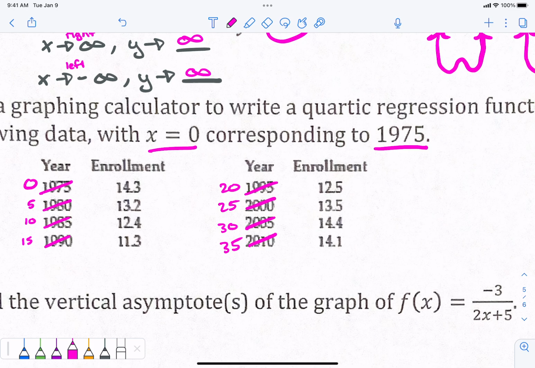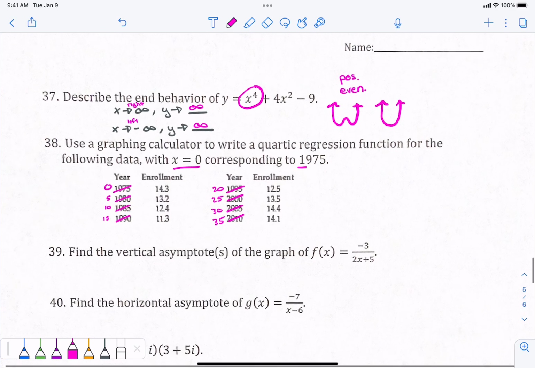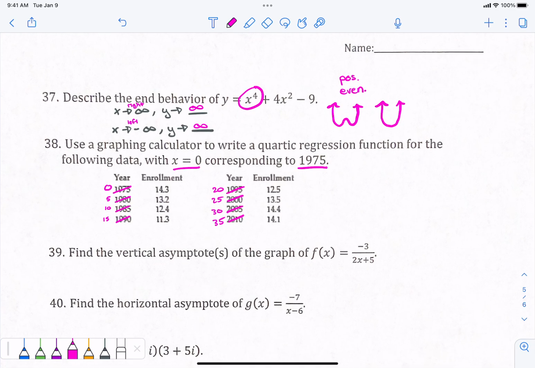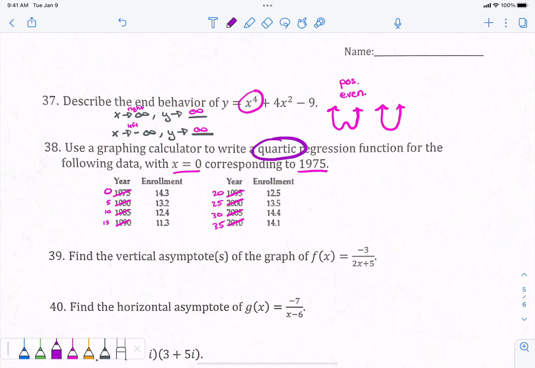Where do you go to, by the way? Stat, and you go to edit. Stat, edit. Type them all in. All right, and we want a quartic regression, so make sure you're doing quartic. If you do not get this, let me know.